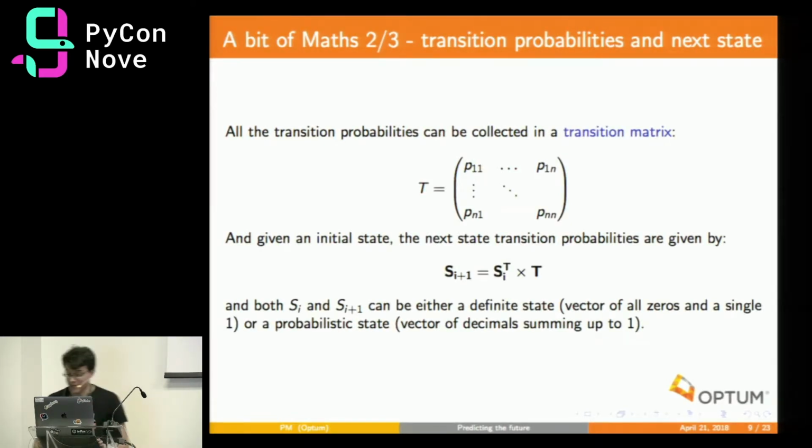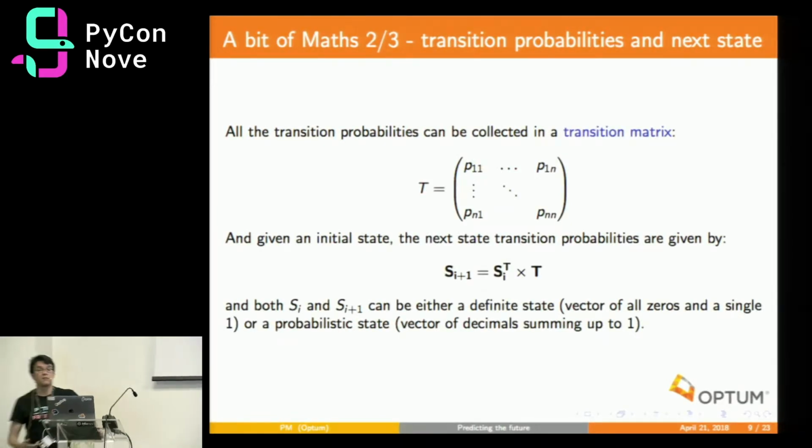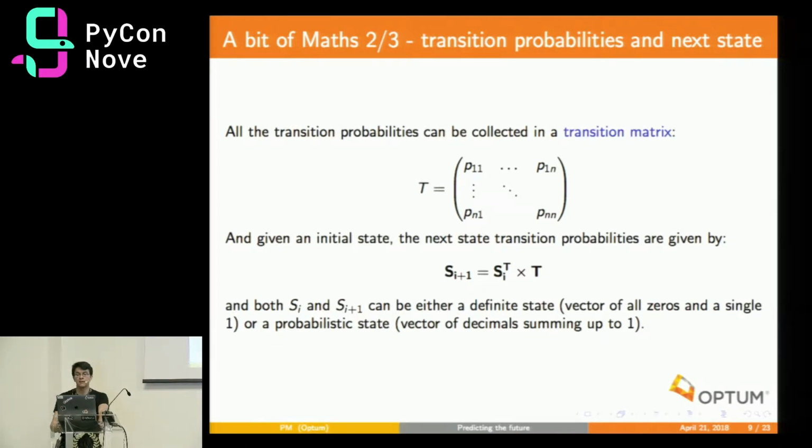And we can calculate what the next state will be if we know where we are right now. That's basically just a matrix multiplication. We take our current state, S_i, we transpose it, and we multiply it by the transition matrix. That will give us the next state. Well, it will give us a vector of the next state. It's a mathematical representation of probabilities.